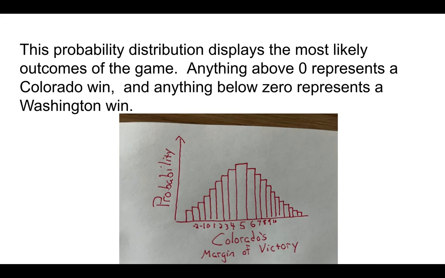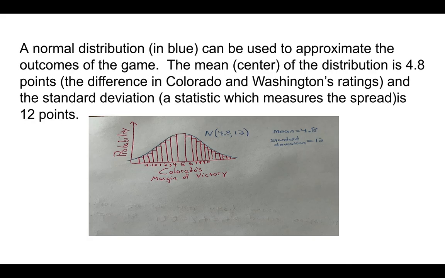Now, as mathematicians, we will often represent a distribution like this with what we call a normal curve, a normal distribution, and I've sketched it in blue here. A normal distribution is perfectly defined by two numbers. The mean, which in this case is 4.8 or 5, because that's the most likely outcome, and then the standard deviation describes the spread of the distribution.